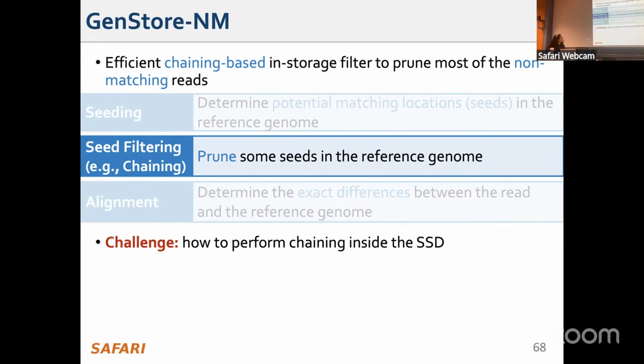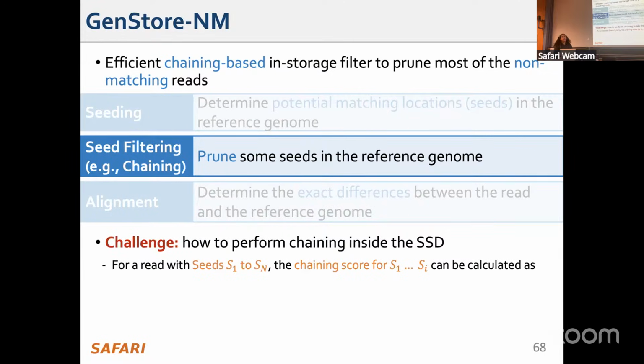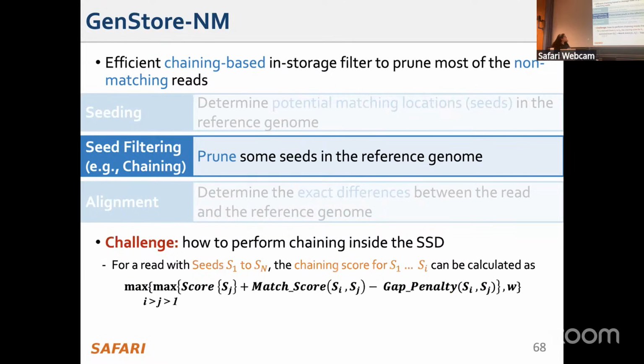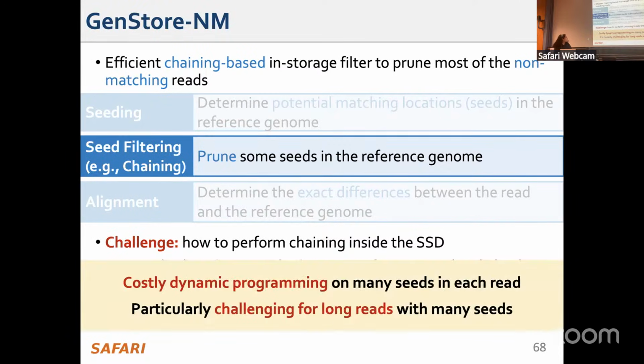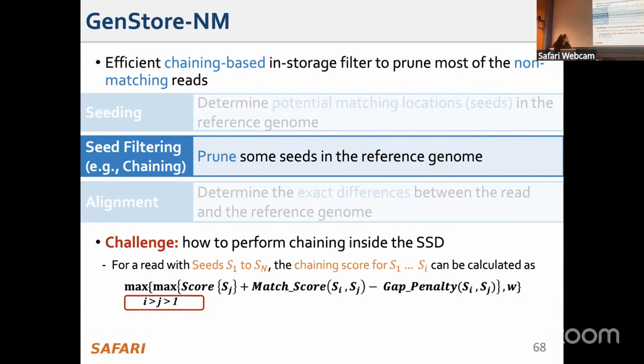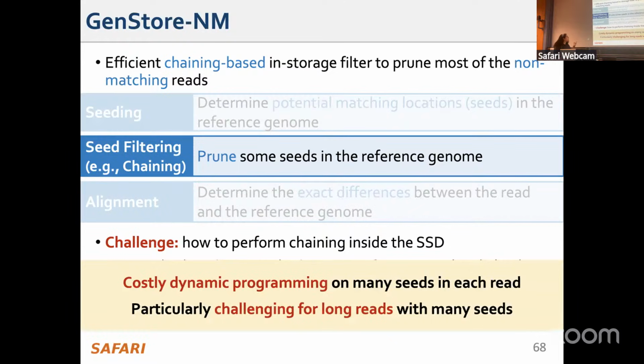The issue is how to perform chaining inside the SSD, because if you have a long read, we need to do some sort of dynamic programming operations on many seeds. If the read is very large, we would have many seeds, and therefore we would need a lot of hardware units to handle this, like a lot of buffer space to keep all these seeds and to handle dynamic programming on all of them. So we were thinking, can we lower the cost of this step as well?